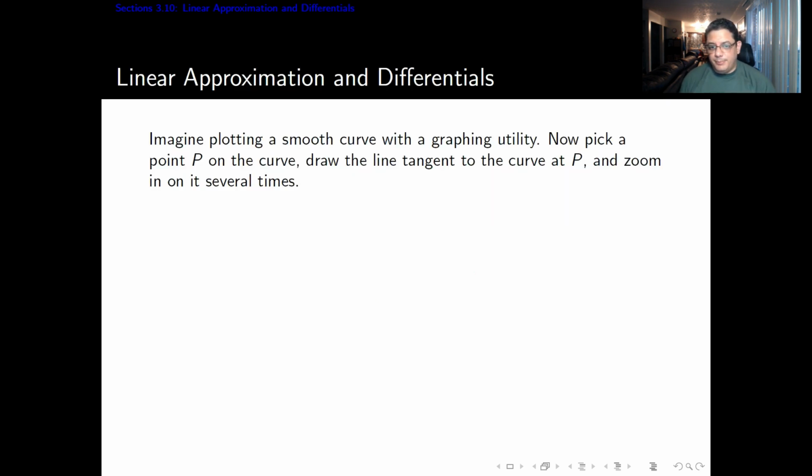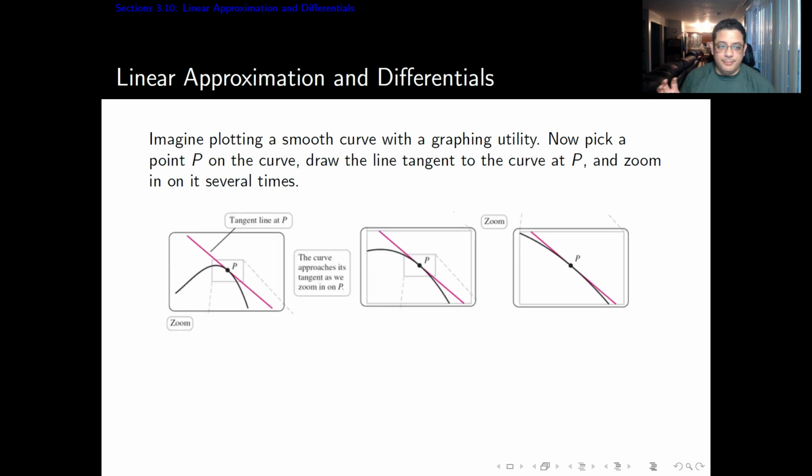So imagine that you're plotting a curve with a graphic utility. It might be Desmos or a calculator, and now you're going to pick a particular point on the curve, draw a tangent line to the curve, and zoom in on it several times. So something like this is what happens. You have the function here, this point, and a tangent line there. Now you zoom in on this curve.